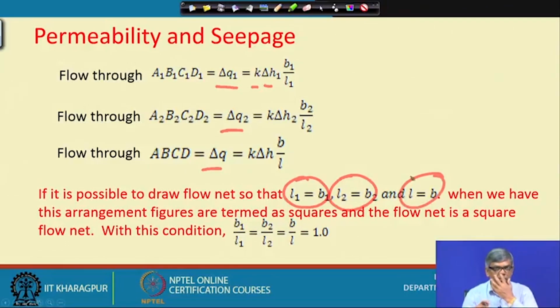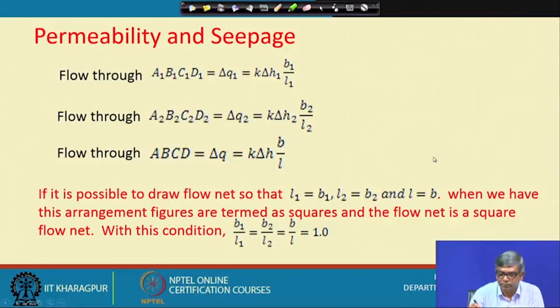That means, what I have to do? I have to make the net in such a way that all blocks will be approximately square. They may not be of equal size, but each block will look like an approximate square. When you do that, B1 by L1, B2 by L2, B by L equal 1.